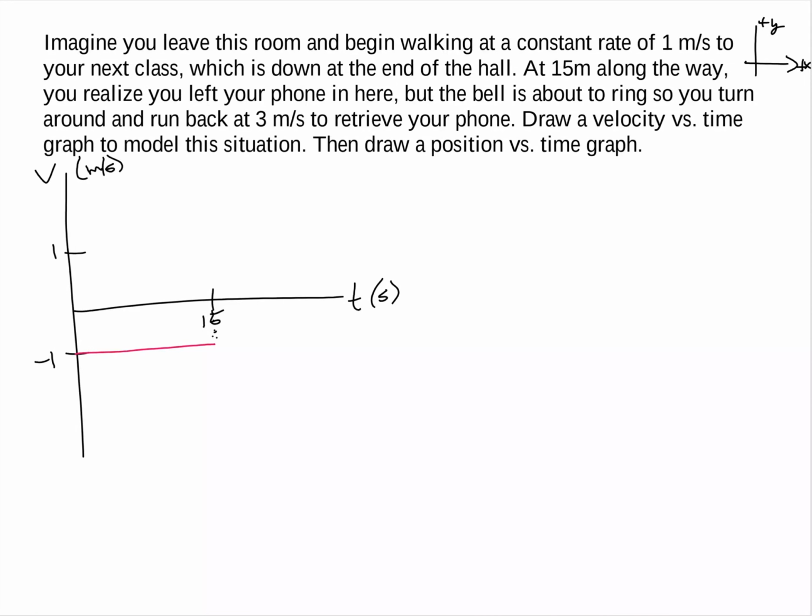Okay, now what? Okay, 15 seconds in, 15 meters in, we stopped, we realized we don't have our phone. Turn around. We turn around instantly, and what happens? We run back at 3 meters per second. So what do I gotta do? Go up to 3, positive 3, on my velocity axis. Here's 3.